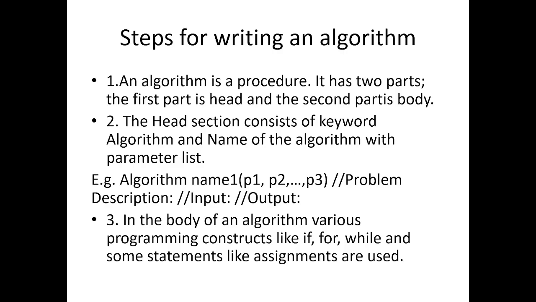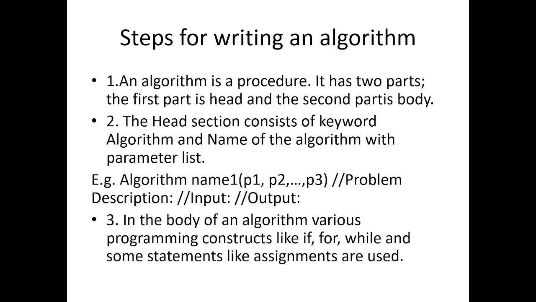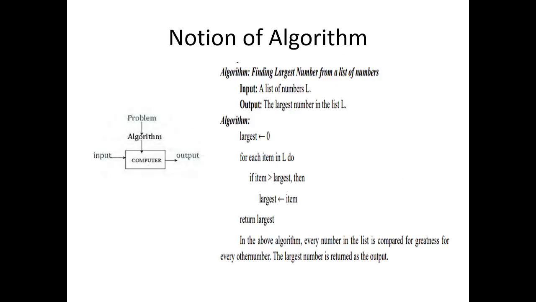In the body of the algorithm, we can include various programming constructs like if else, for loop, decision making statements, assignments, and so on. The fourth important one is the compound statements. If you are going to deal with compound statements, you have to enclose them within opening and closing braces. A comment line is also used at the beginning of the algorithm. Here the left arrow is used as the assignment operator. So this is the notion of an algorithm.